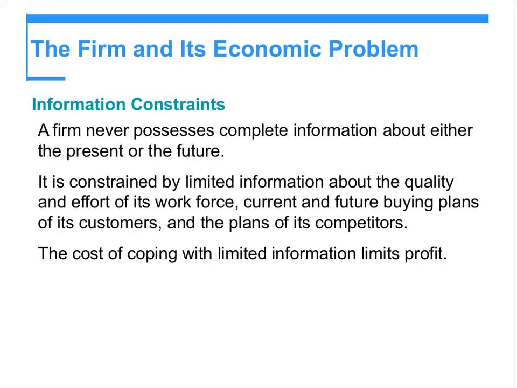So the cost of coping with limited information limits profit. All the time, you have to spend on R&D, and you work on industrial espionage and commercial espionage to get the latest and be able to cope. That definitely costs you a lot of money, and that's why we call it a constraint.